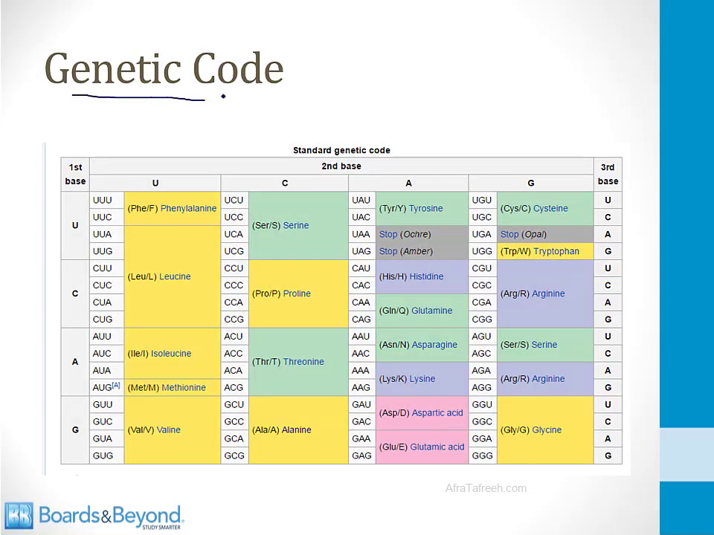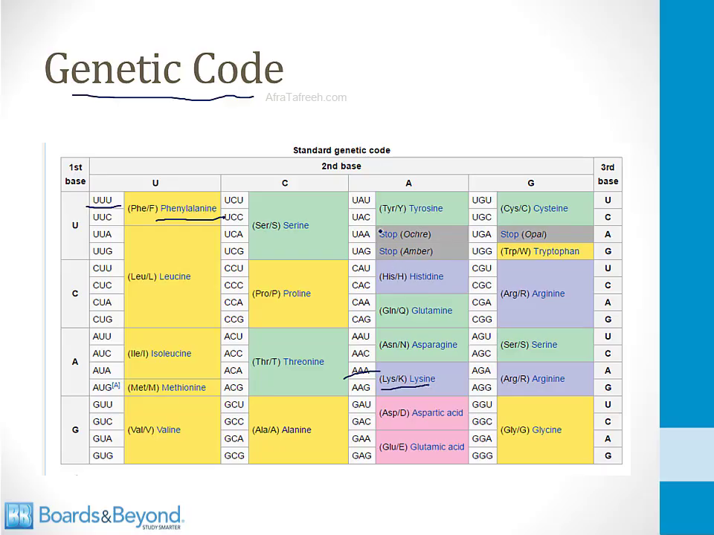Shown on the screen is the genetic code that cells in the human body use. It shows the three nucleotides you can find in RNA and which amino acid they code for. So, for example, a UUU, if found in an mRNA molecule, would code for the amino acid phenylalanine. An AAA would code for the amino acid lysine, and so forth.